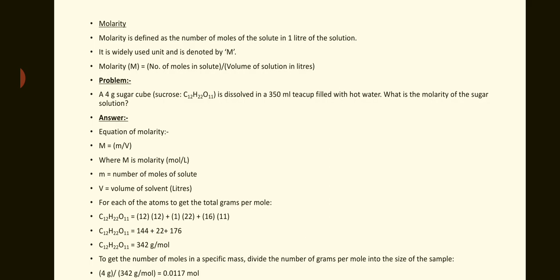So now we'll divide 0.0117 by 350 ml converted into liter, so it becomes 350 upon 1000 liter. So your equation becomes: molarity, capital M, is equal to 0.0117 into 1000 divided by 350. You will simplify this, and you will get the molarity of the solution.